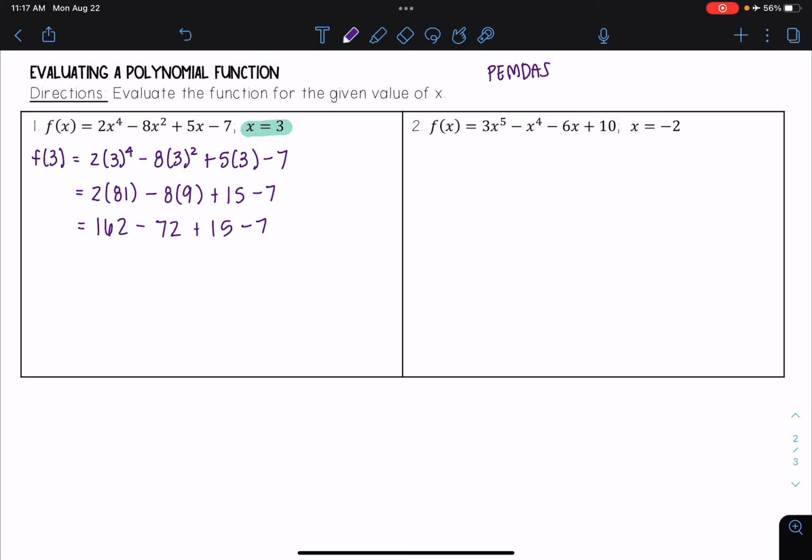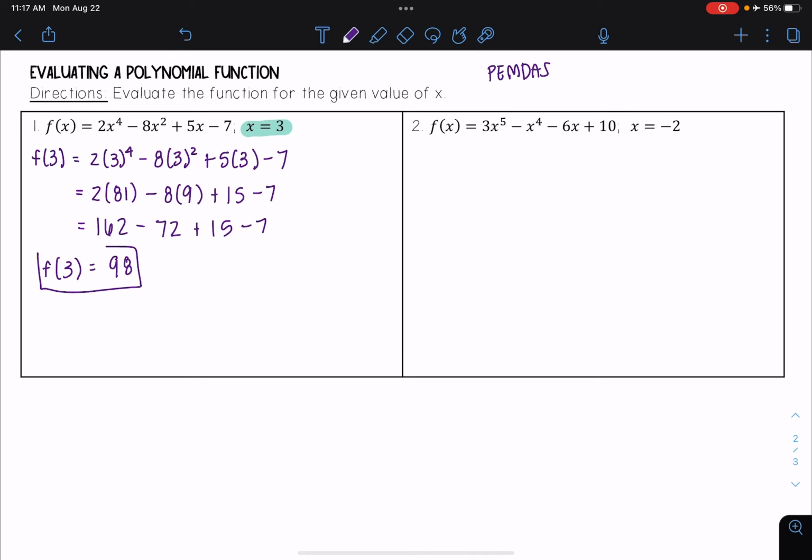And now I can go ahead and do those addition and subtractions. So 162 minus 72, I get 90, plus 15, I get 105, and then minus 7, I get 98. So f of 3 is equal to 98.